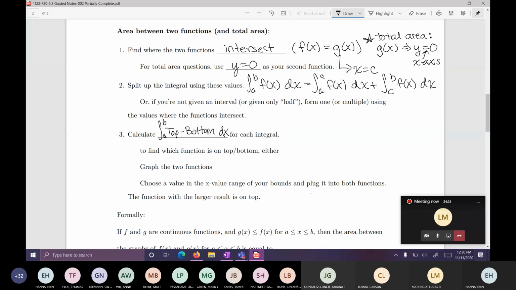To find which function is on top of the other, you essentially have two choices. You can either graph them and just look at which is higher than the other one. Or you can choose a value that's between the two bounds you're integrating between and plug that into both functions. It's almost like when we were doing the first derivative number and you had to choose a test point to see if it was positive or negative. It's kind of that idea. You pick a test point in between the 2 points, plug it into both functions, and the larger y value is on top. We're going to do an official example in a sec.